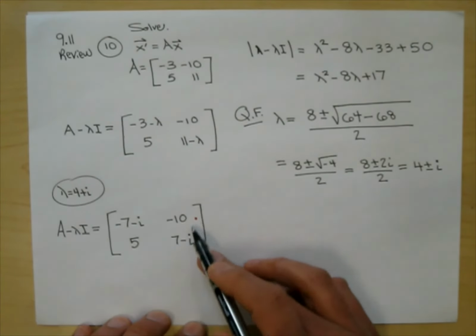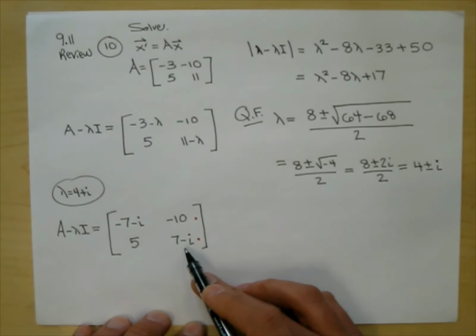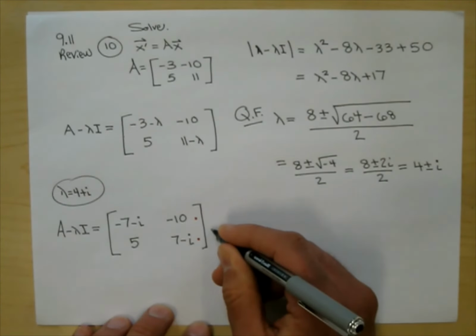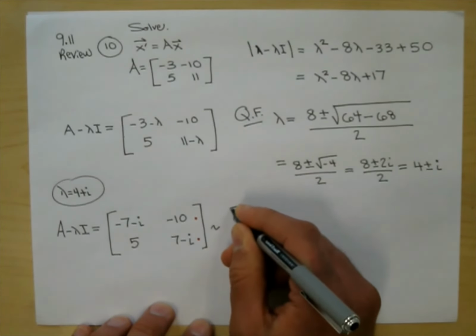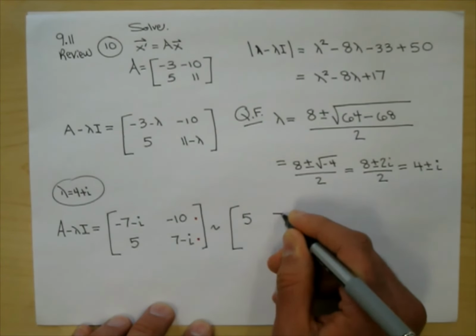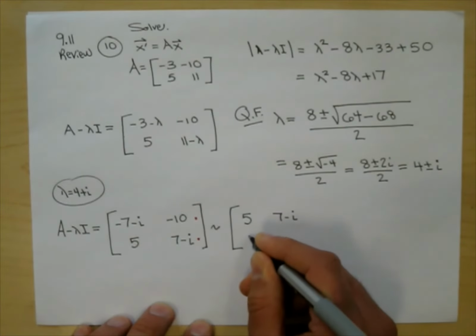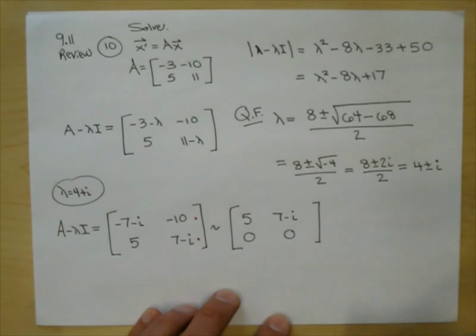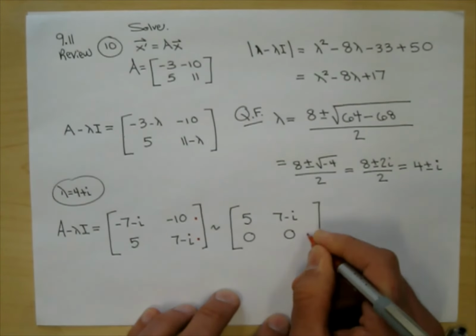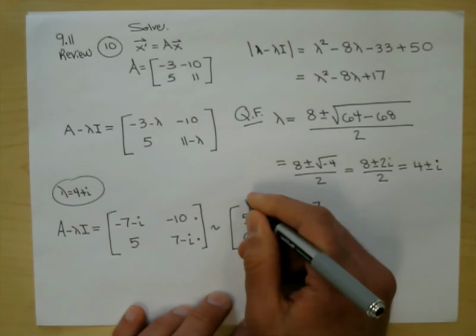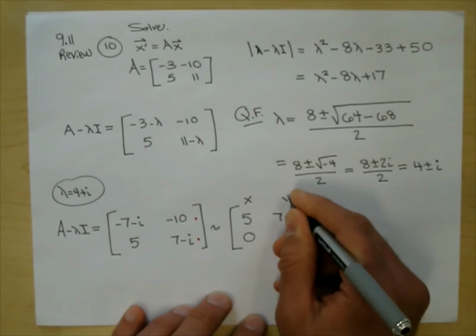What I'm going to do is pick one of these two rows. I'll pick the bottom row and then zero out the top row. So I'll put that bottom row on the top, 7 minus I. Then we have zeros here. So there's the matrix. We just reduced it. And here is X. Here's Y.